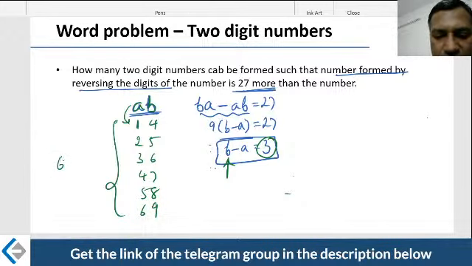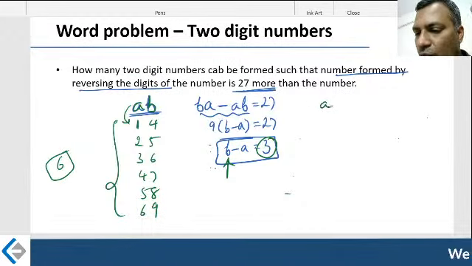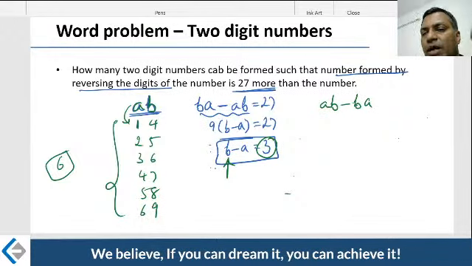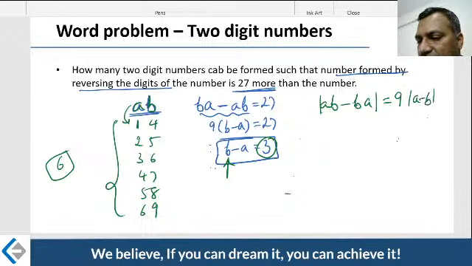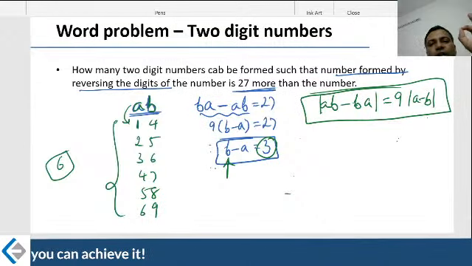I can shortlist 6 2-digit numbers based on one simple tool. I told you very clearly, what is the tool that I am using? AB minus BA: the difference between a 2-digit number and the number formed by reversing its digits is always divisible by 9, or 9 times the difference between the digits. This is the key element I am using in the last couple of questions, which is very, very important.